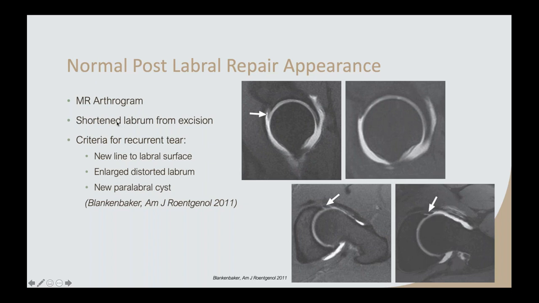Okay, so in this case, these two images at the top are showing you a pre-op, you have a longitudinal tear that was slightly resected, and in the post-op you get a short truncated labrum. This is normal. This is what you're expecting to see.